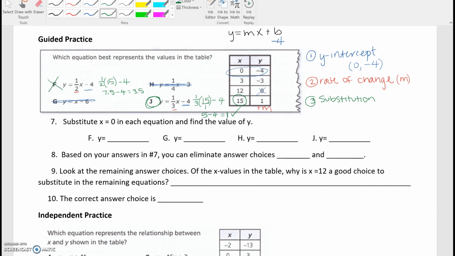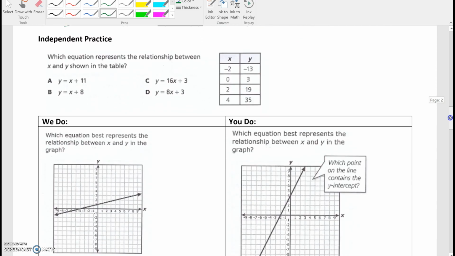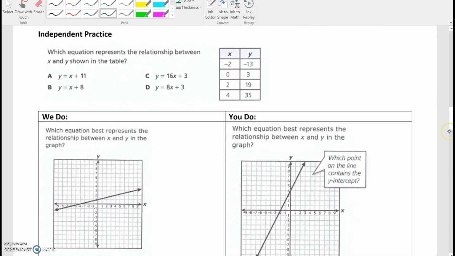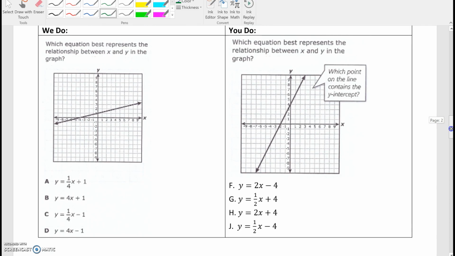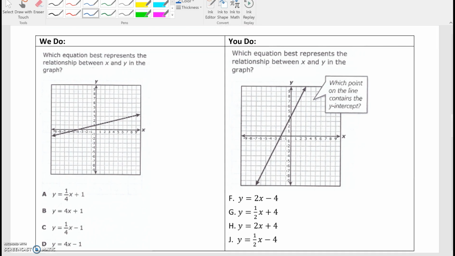Okay. All right, so we are going to go ahead and continue our practice. All right, so I will do one, let's see, you guys are going to be able to do this independent practice piece by yourself, so you can do that one, but I want to go ahead and do a graph with you, okay? So when we look at a graph, we're following the same exact steps that we were before.